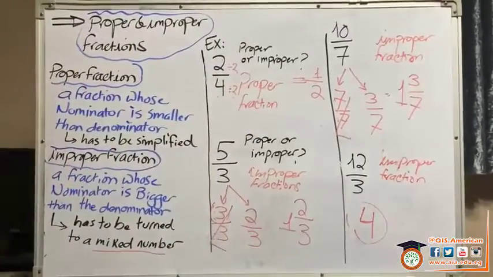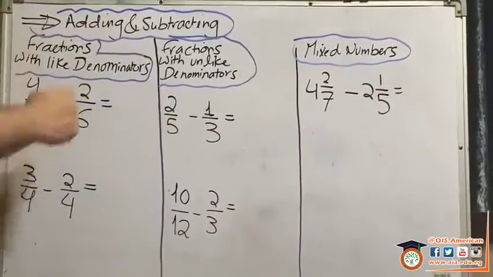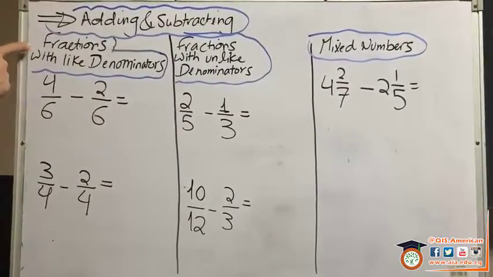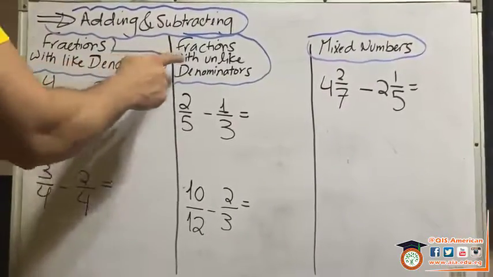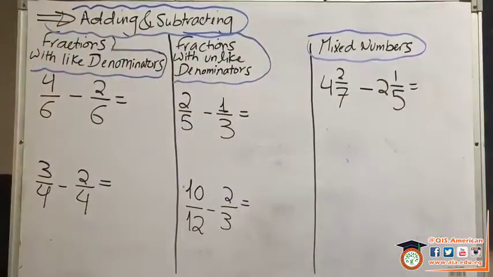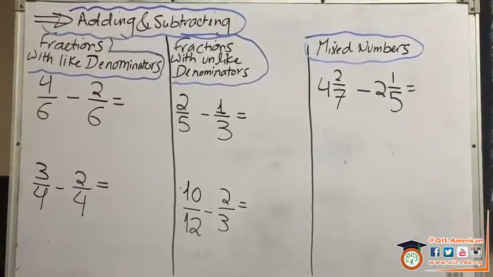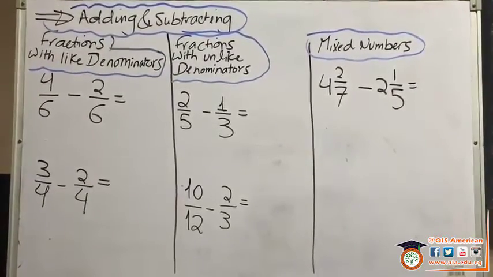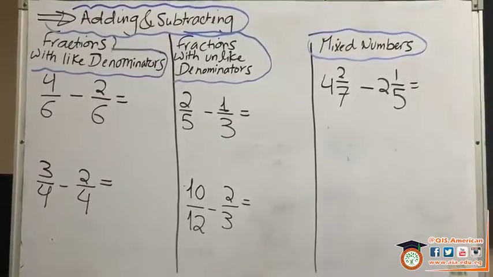This is the answer. Okay, now we're going to talk about adding and subtracting 3 things. First thing is fractions with like denominators. Second thing is fractions with unlike denominators. And third thing is mixed numbers. Okay, let's start with fractions with like denominators. We're going to talk about either adding them or subtracting them.